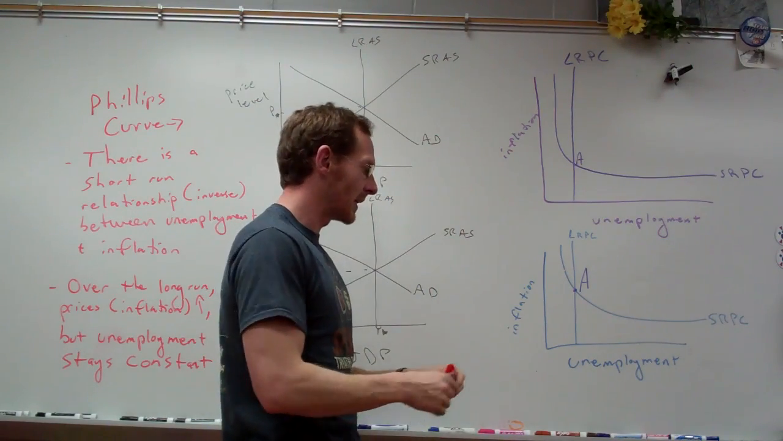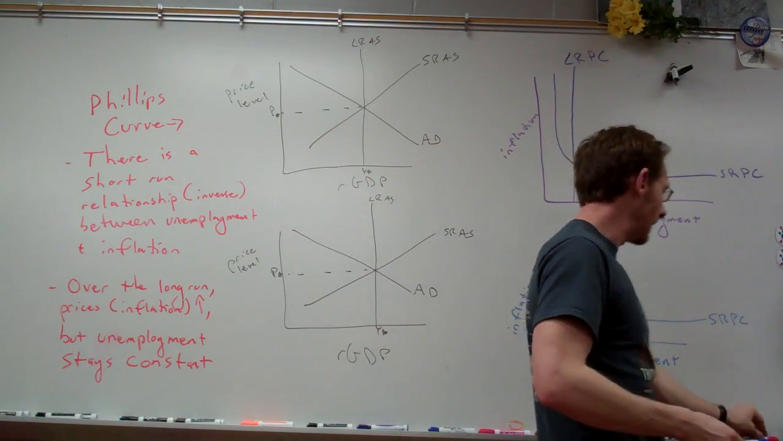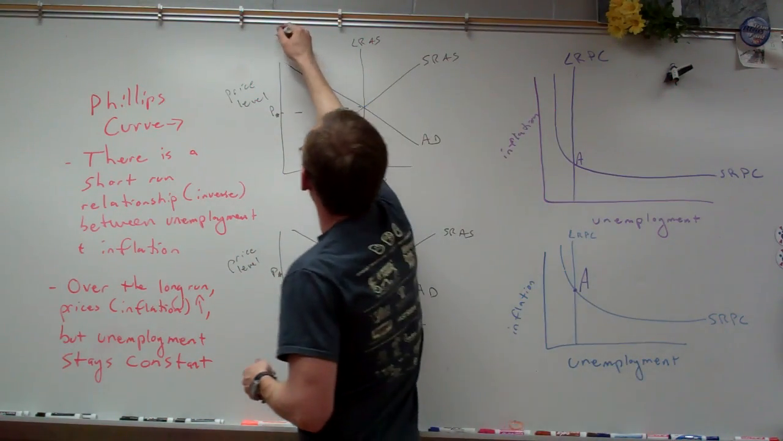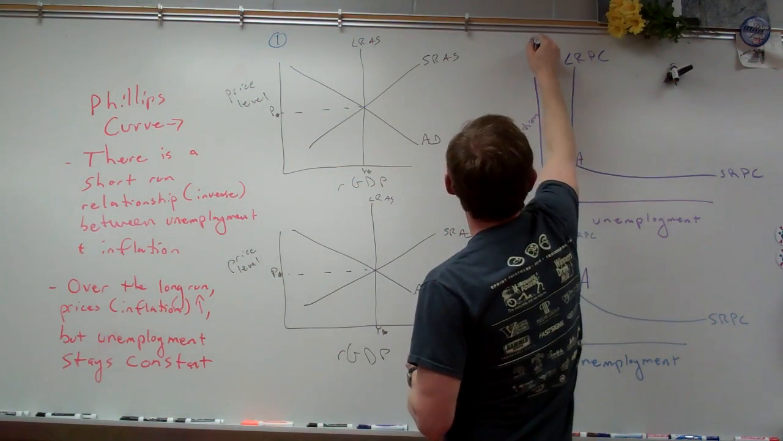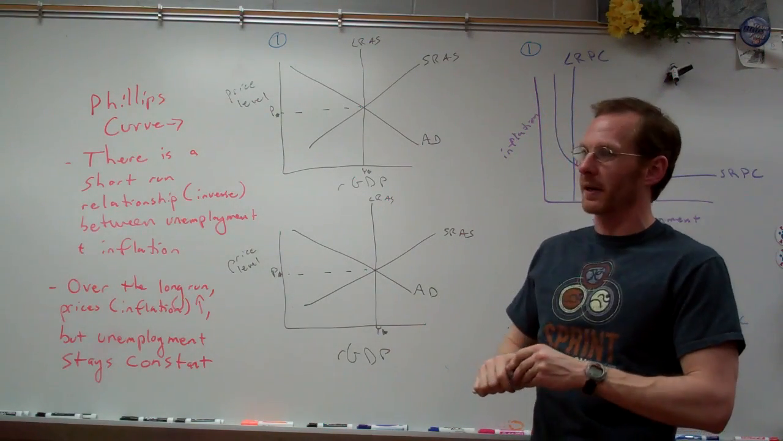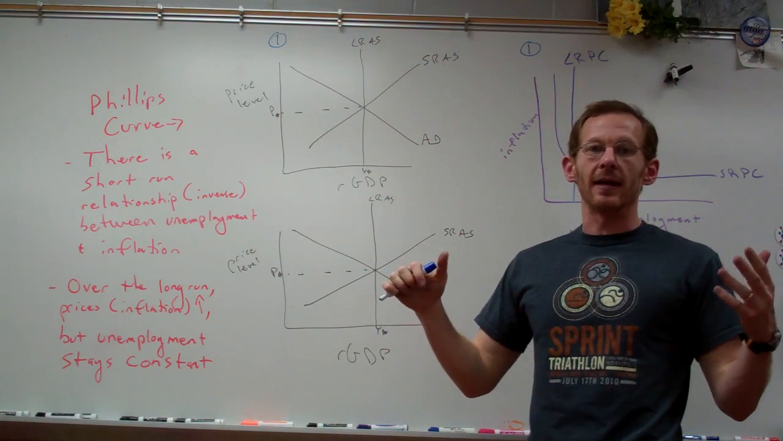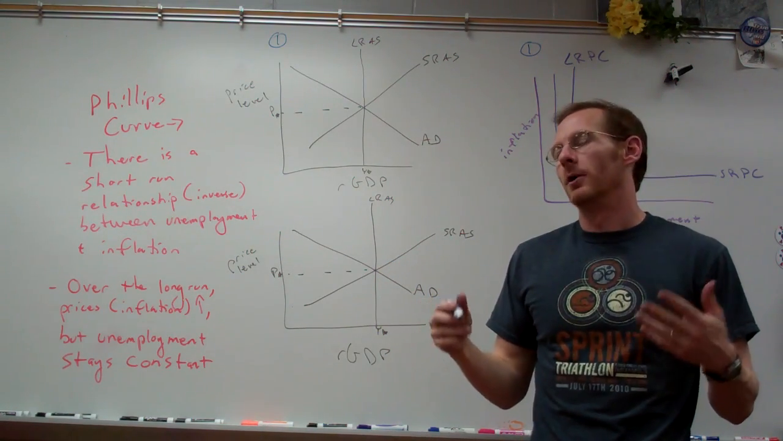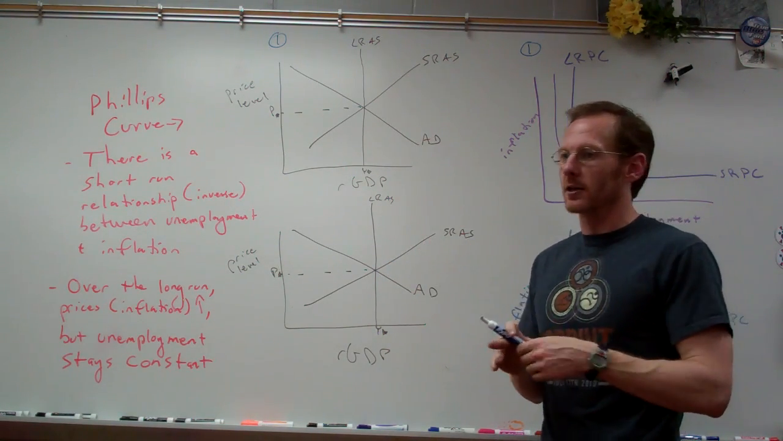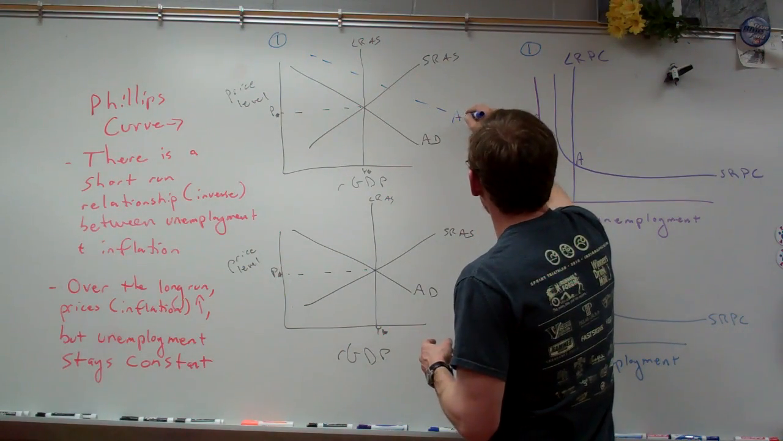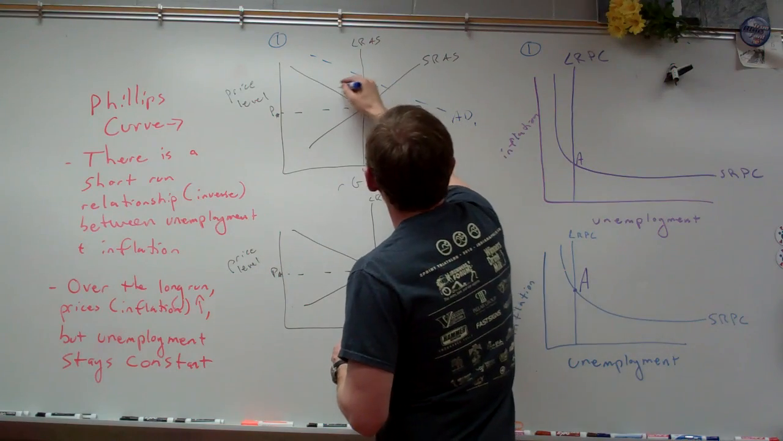So anyway, let's say right now we're in long-run equilibrium. We'll do this up on number 1 over here. This will be Phillips curve number 1. So we're in equilibrium, and let's say that we cut taxes. Okay, so personal income taxes are cut. And so we know that's going to change AD from AD to AD sub 1. So it goes up.